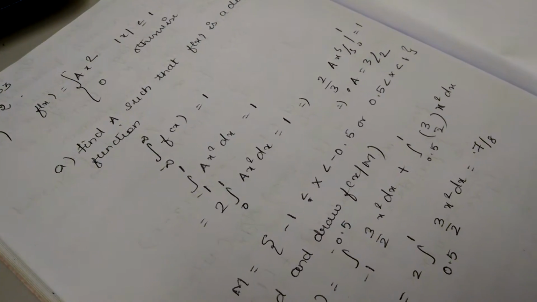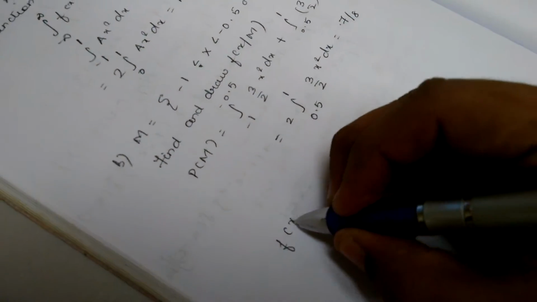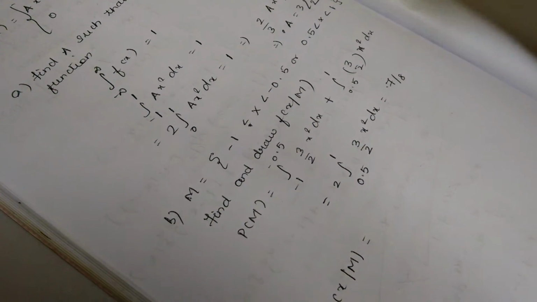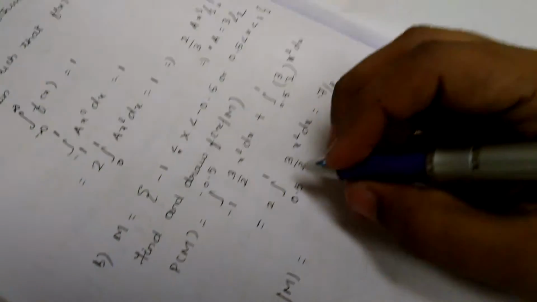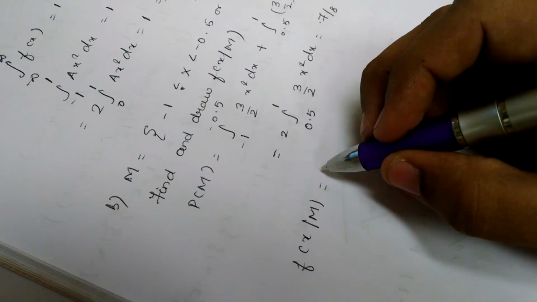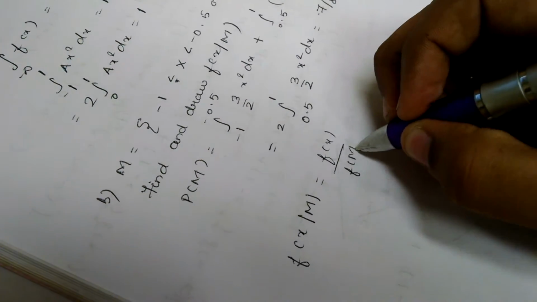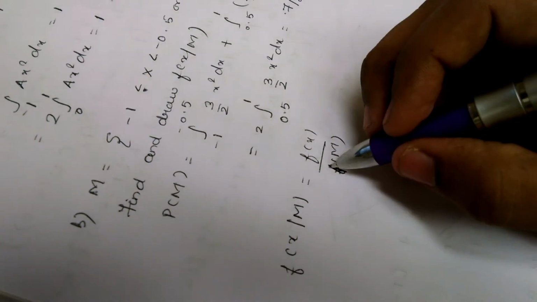Now we need to find f of x conditional probability with m. In the book there is a formula for this which says that it's f of x divided by p of m, the probability of m.